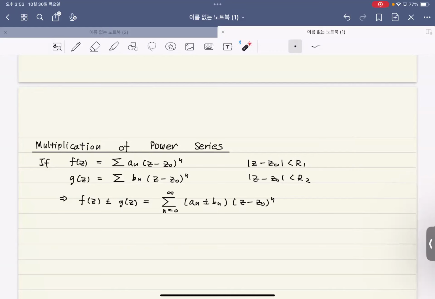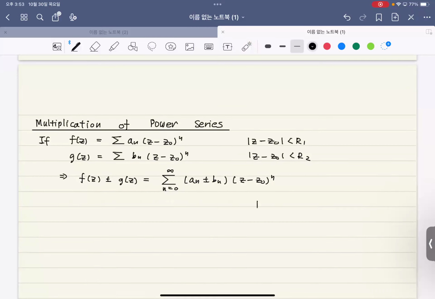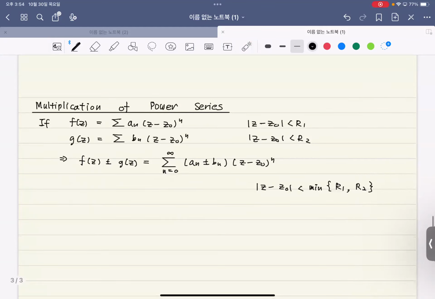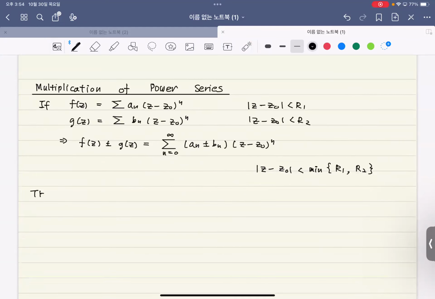What about the multiplication? Oh, sorry. I keep forgetting about the radius of convergence. Since I cannot say anything beyond the radius of convergence, the radius of convergence of this resulting function should be the minimum between R1 and R2. And I want to talk about the multiplication.